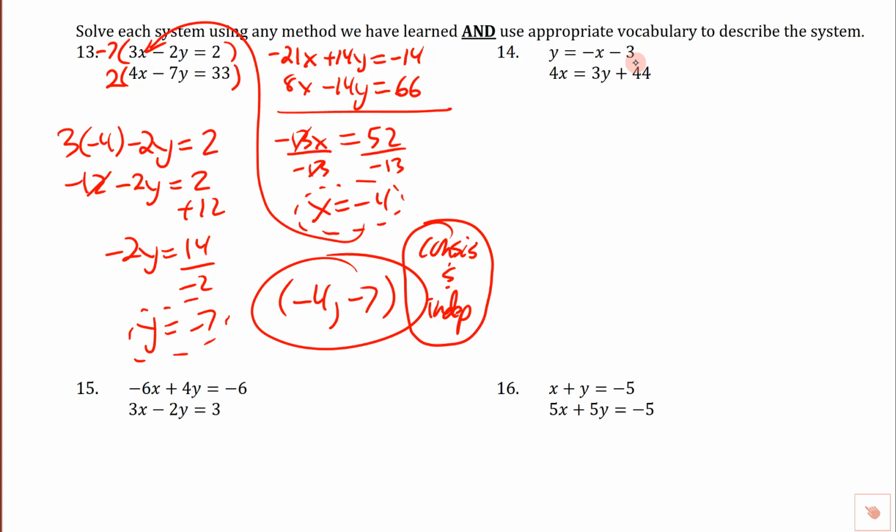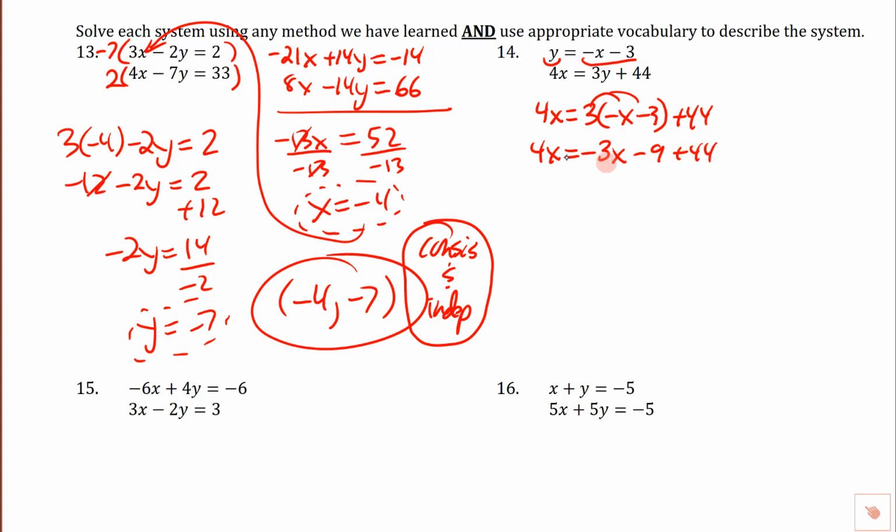Now, again, we could use any method we want. I'm going to solve this one by substitution because it's really set up for this. Wherever there's a y, we can put this stuff in its place. So let's just be careful with this. This is 4x equals, and then we have 3, and then let's put this in parentheses: negative x minus 3, and then plus 44. So we'll distribute through. 4x equals, this is negative 3x, this is negative 9 plus 44.